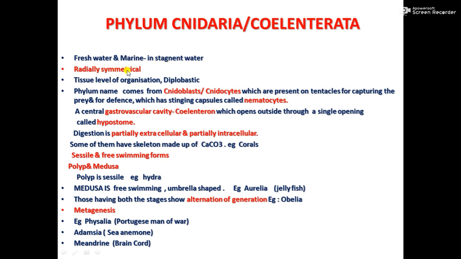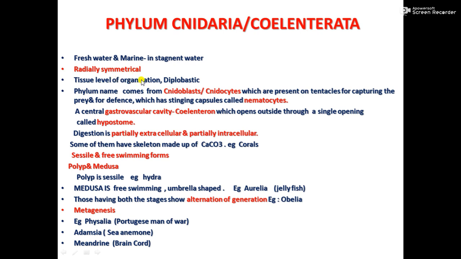Then their body symmetry: radially symmetrical. This is a more advanced characteristic than Porifera. Porifera are asymmetrical. Here comes the radial symmetry, which means their body can be divided into equal halves. Through any plane the body is cut, we will get two equal halves or mirror images. Such symmetry is known as radial symmetry, so Coelenterata or Cnidaria are radially symmetrical.